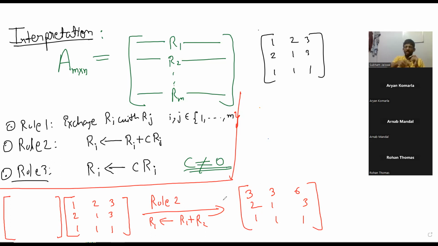Use the interpretation. So what have I done? I have taken combinations, right? This one is a linear combination of this row and this row. First row of the output. Forget the other rows. Look at the first row of the output. This row of the output is a linear combination of the first two rows, right? And that's what happens in the product.